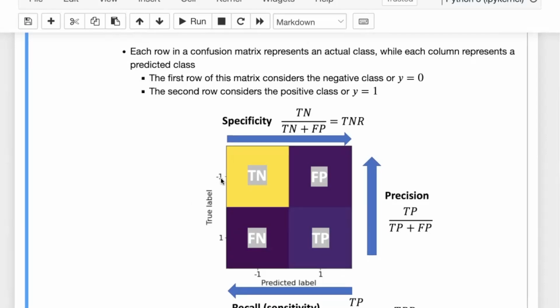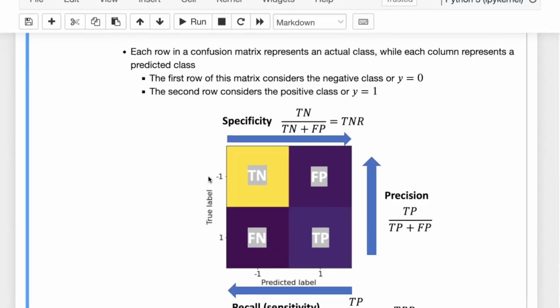And therefore, if a data point really belongs to the negative class or the 0 class, and it is predicted to be negative or 0, then that's considered a true negative. And the same thing with true positive, right? If a data point belongs to the positive class and it is predicted to be positive, that's a true positive. And now the misclassifications happen in these off-diagonal terms. If a data point is supposed to be negative and predicted to be positive, that's a false positive.